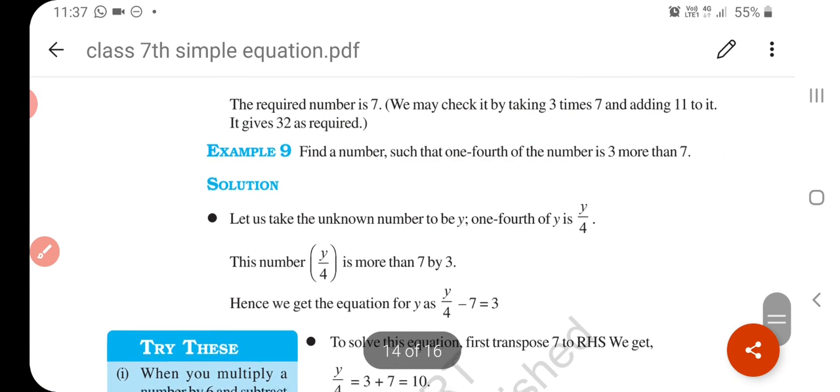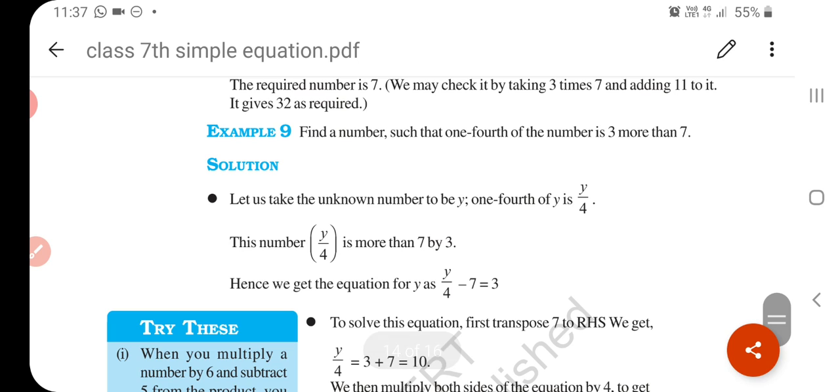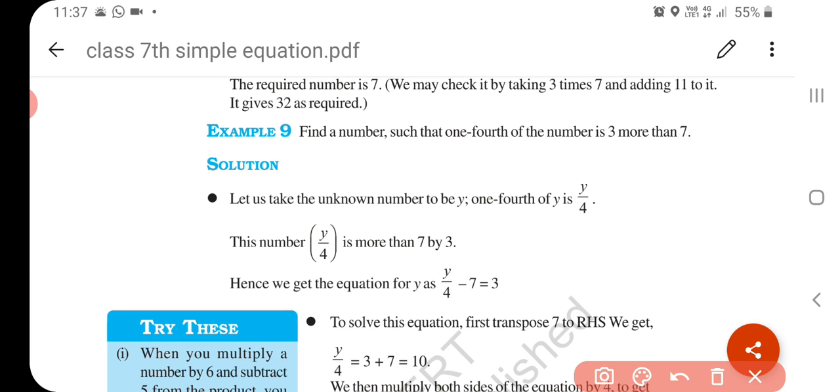Take one more example. Find a number. You don't know what the number is, so it is your unknown. Find a number such that 1/4 of the number is 3 more than 7. Again, 3 more than 7. See the question: such that 1/4. 1/4 means, if you take the number as y, then 1/4 of it is y by 4.